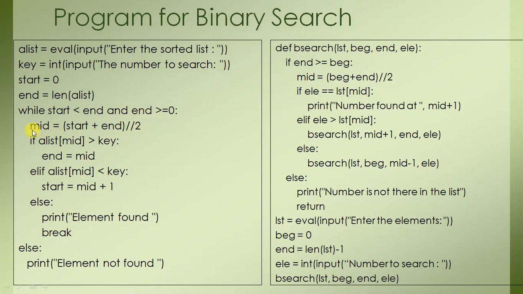So the first step is you take the mid, that is the main approach of binary search. Mid is equal to start plus end, floor division 2. That's how you get the integer mid portion. Then you check the middle element, because in binary search all the comparisons are done on the middle element.